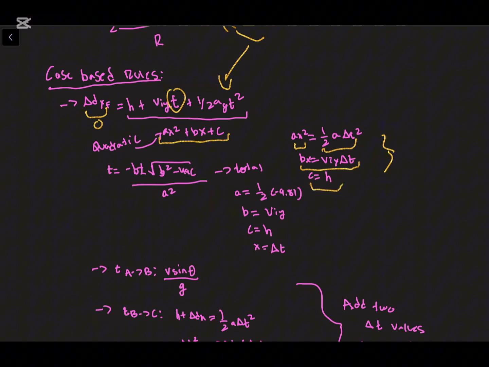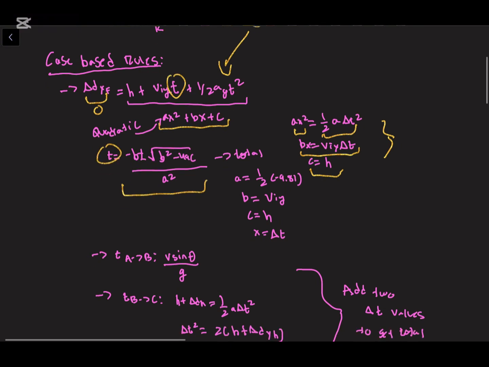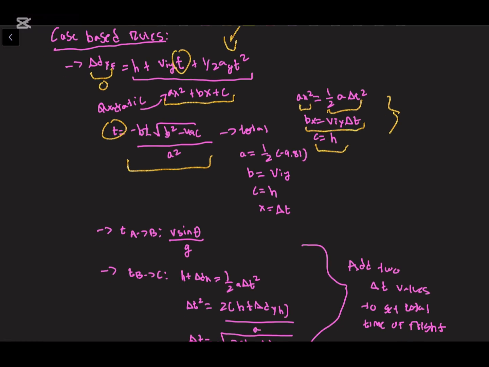So from here, we can extract the coefficients to then use the quadratic formula to calculate your total time of flight. This is the easiest way to do so when you are trying to calculate the total time of flight for your projectile in this case. And again, here I've listed the coefficients, so you can double check those.